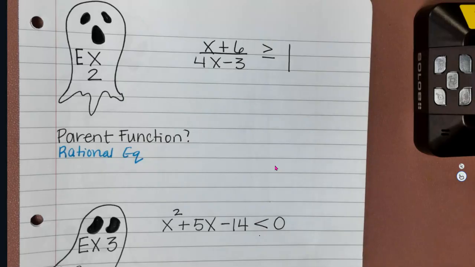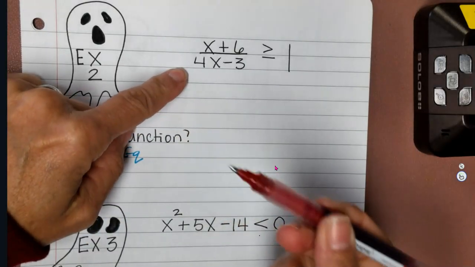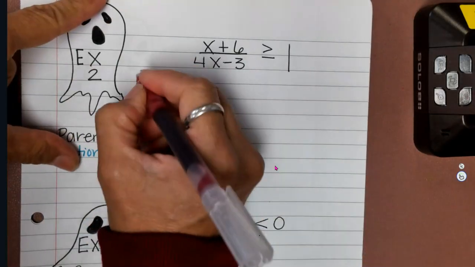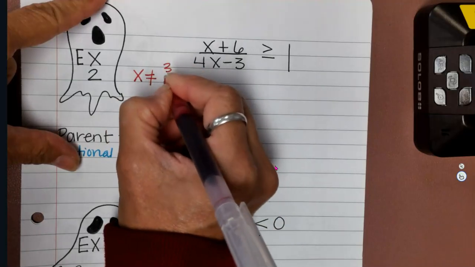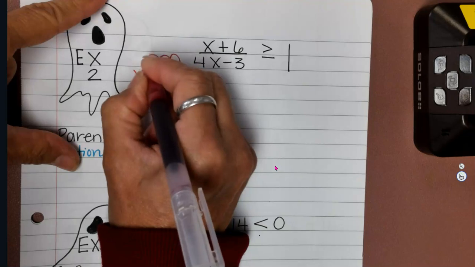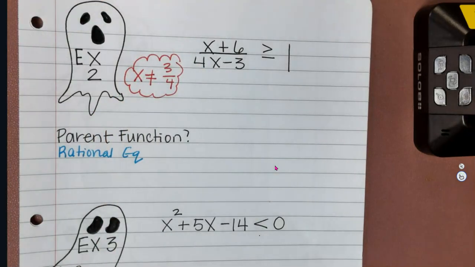Okay, when it comes to rational equations, it's very important that you do not forget. That's why I love people that use a red pen. X cannot equal 3/4. That is so important. That's going on the number line. But I'm going to do some other stuff. I don't want to forget it. That's why I really like using a red pen.